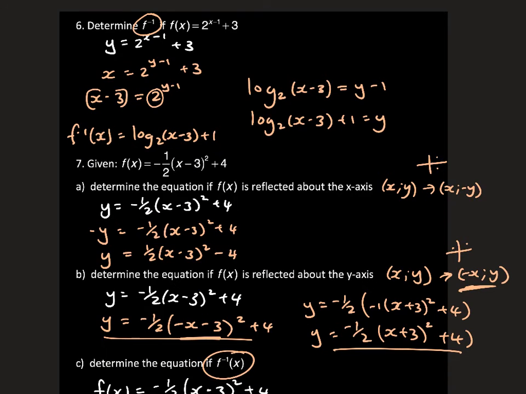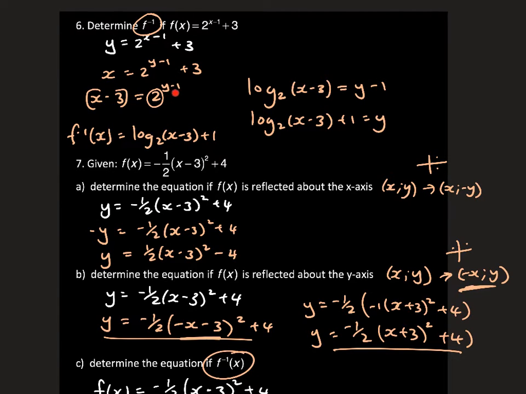Question 6. Determine the inverse of 2 to the power of x minus 1, plus 3. What's happening here? So first thing you're going to do is swap x and y, right? Reflect about the line y is equal to x. So x is equal to 2 to the power of y minus 1, plus 3. Right, and then you want to get y alone, so minus 3 on both sides.